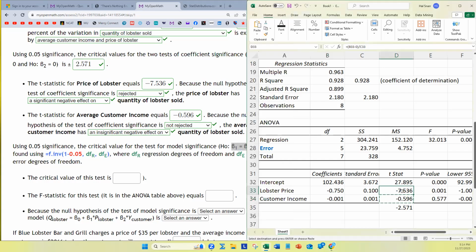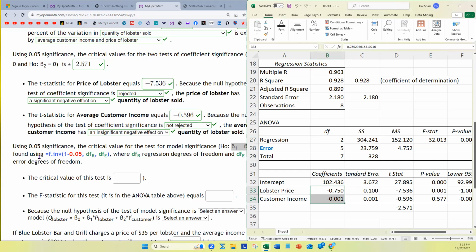This test statistic here can only be used to test whether this lobster price coefficient is 0. This one is used to test this customer income coefficient. The F statistic, I'm going to call it F stat, is the test statistic that you use to determine if both are equal to 0 at the same time. They're simultaneously equal to 0. You use the F statistic for that, right?